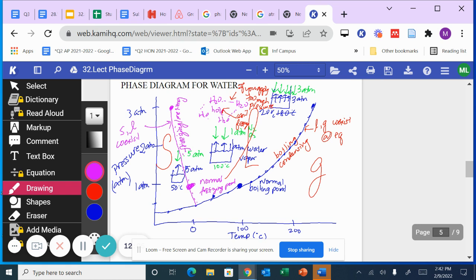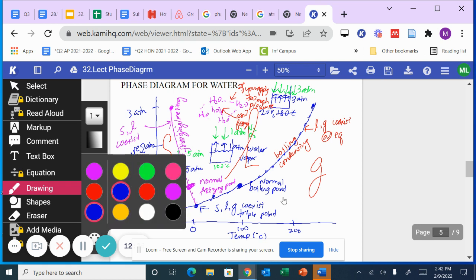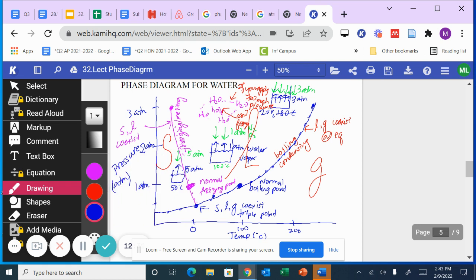Okay. One more thing here. This point right here is when solid, liquid, and gas coexist. That is called the triple point. Next, last thing is if you go up here to about 374 degrees, so way out here. Let's say this is 374.